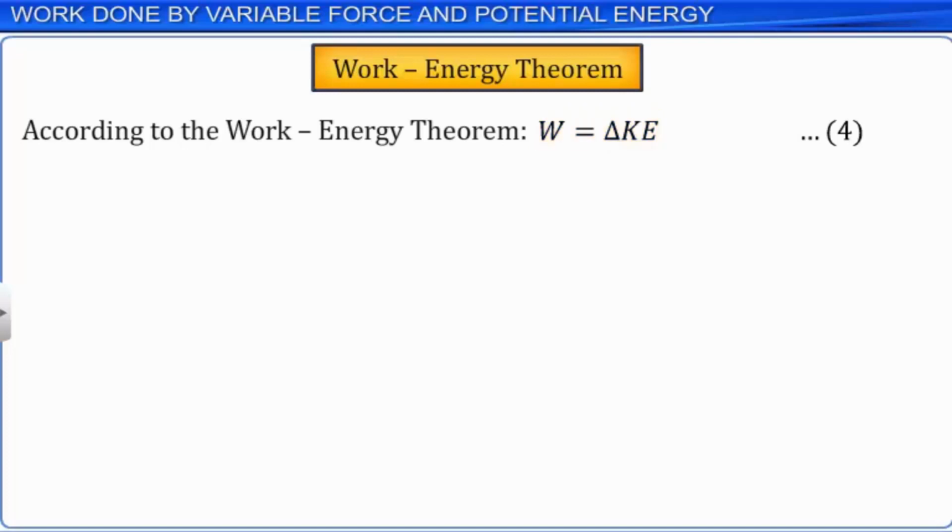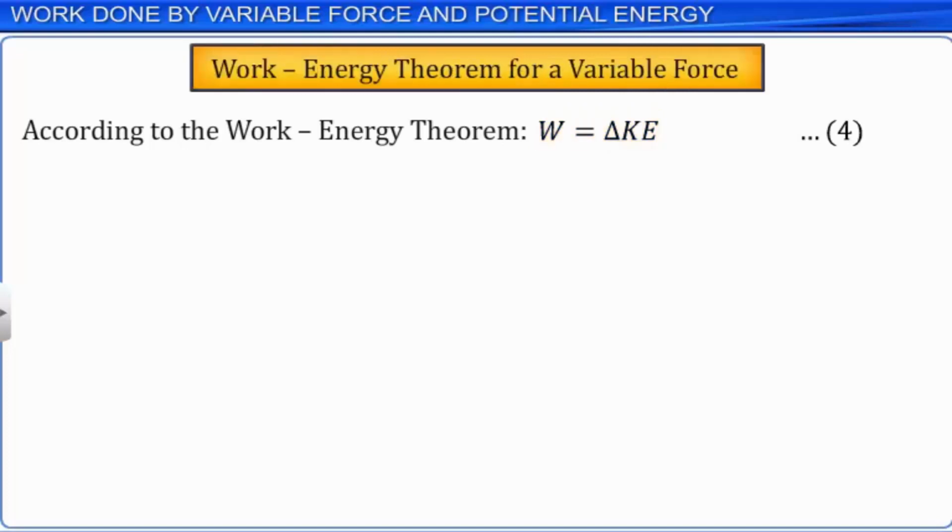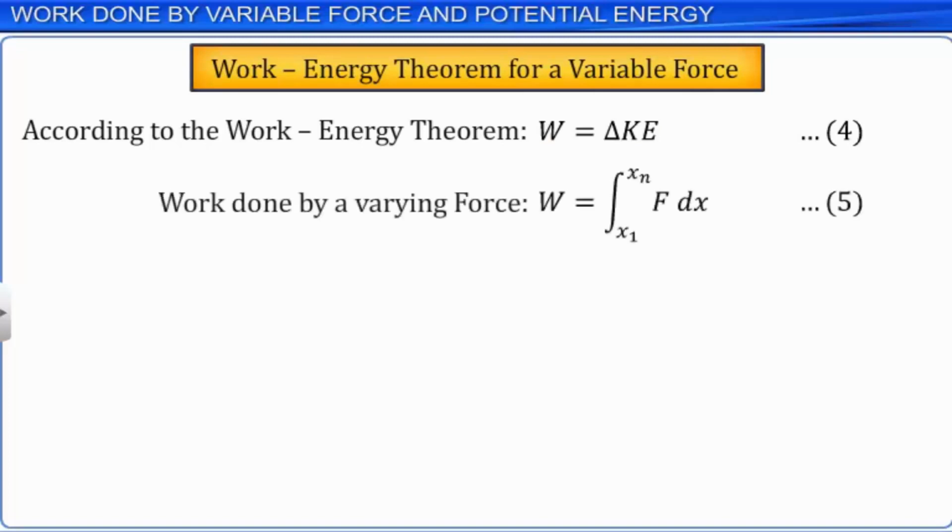Let us now try to prove the work energy theorem for a variable force. We know that the work done by a variable force can be found by the expression W is equal to integral F dx in the limits x1 to xn. Let's call this equation 5. If the velocity of the object at an instant is v, then its kinetic energy at the instant is expressed as half mv square. Let this be equation 6.